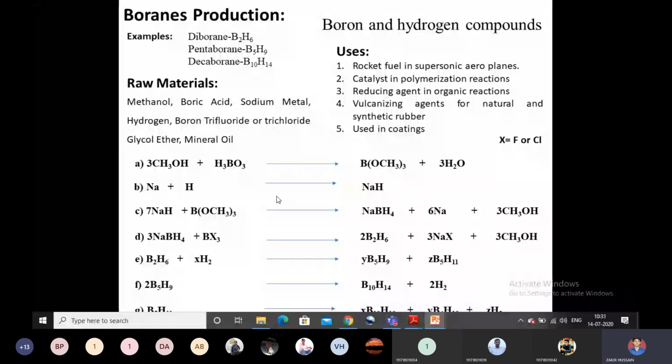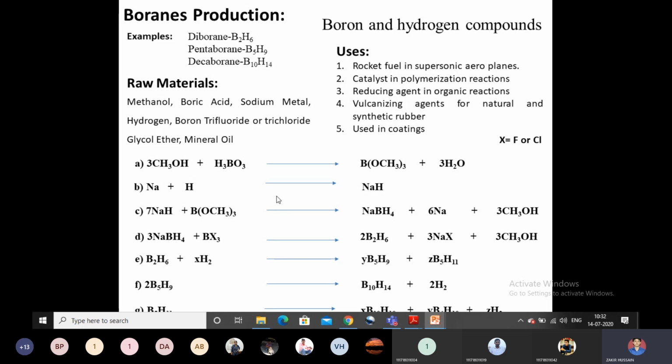So, borane production. Today, we will see about the borane production. The boranes are nothing but compounds of boron and hydrogen. The examples of these boranes are diborane, B2H6, pentaborane, B5H9, and finally decaborane, which is B10H14.